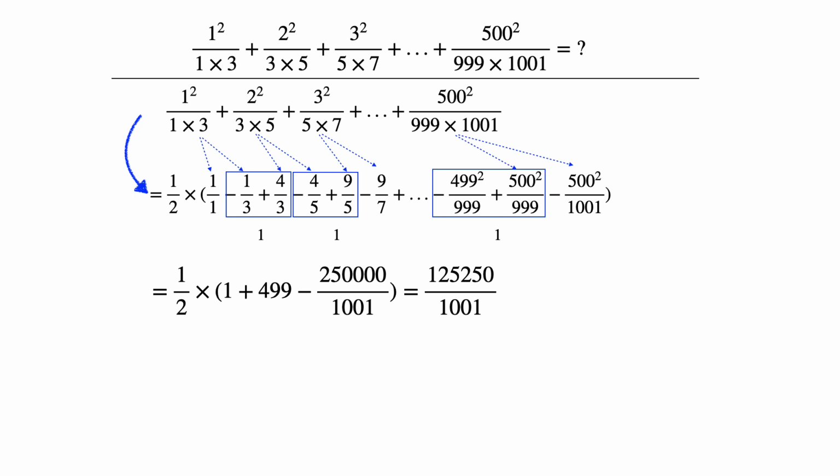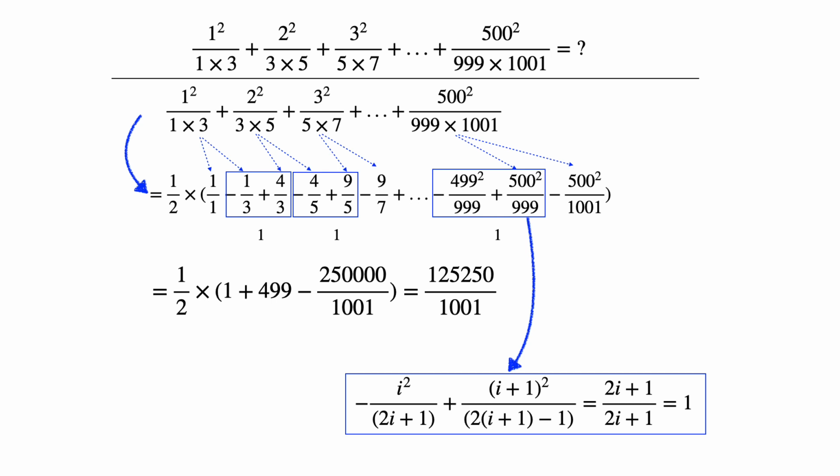To further prove that all these groups of two terms will always equal 1, we can actually list out the second term of the previous group and the first term of the next group as this one. So it's minus I squared over 2I plus 1 plus I plus 1 squared over 2I plus 1 minus 1. And indeed, it equals 1. So this validates our answer, or the hypothesis.